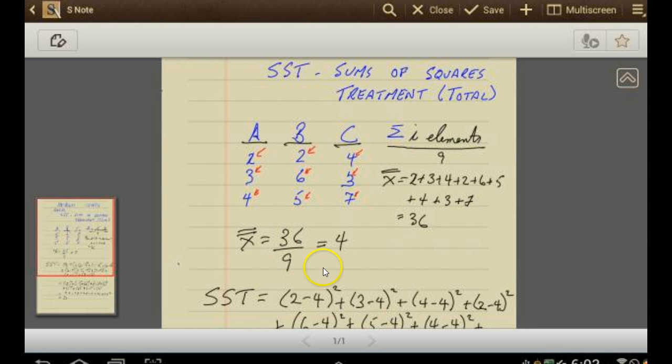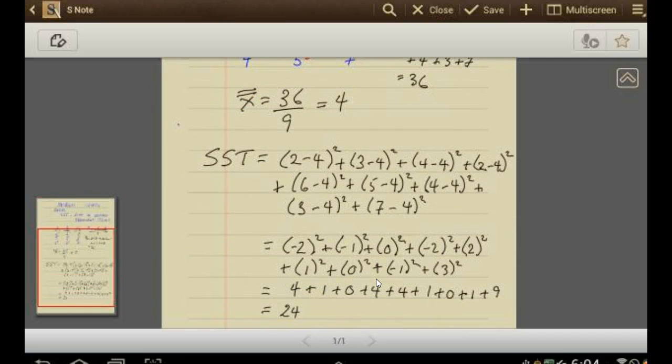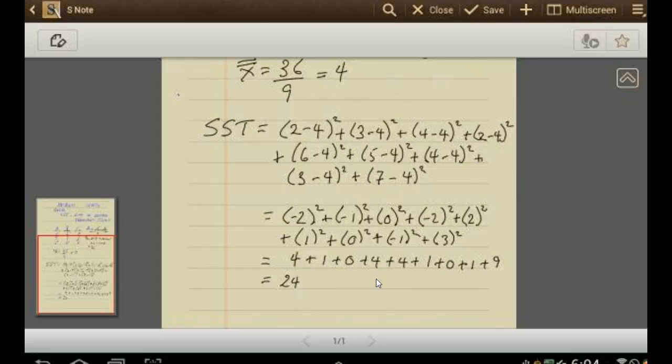So the sum of all the data items in this case would be 2 plus 3 plus 4, all under A, then 2 plus 6 plus 5, all under B, and then plus 4 plus 3 plus 7, all under C, giving a total of 36. And then we have 9 data items, so our grand mean, the double bar X, is 36 divided by 9, which gives us 4. It doesn't always have to be a nice whole integer like that, but in this case that's what it is.